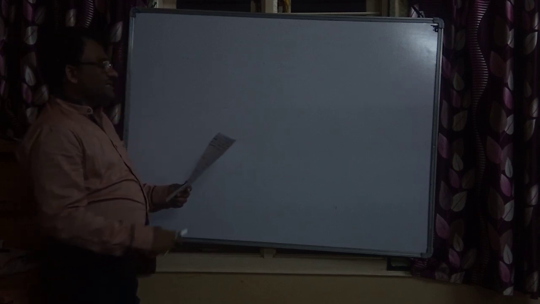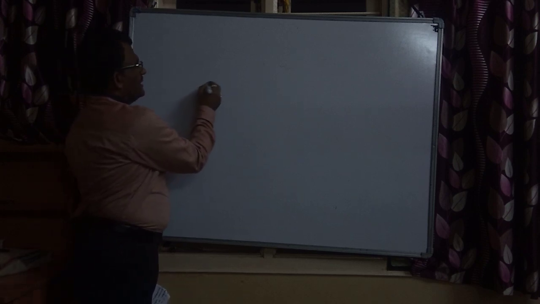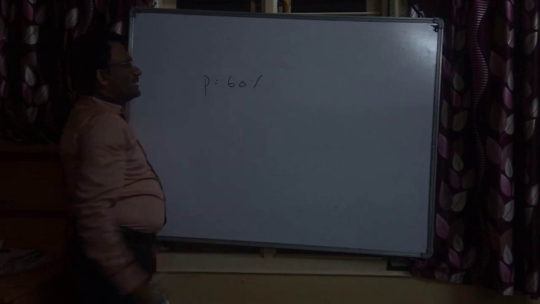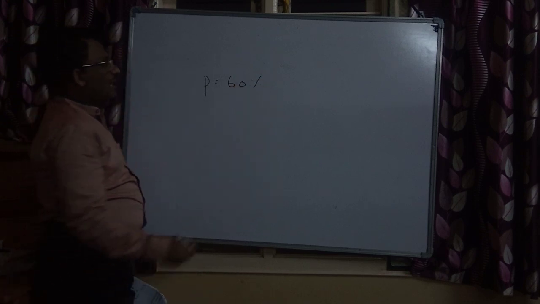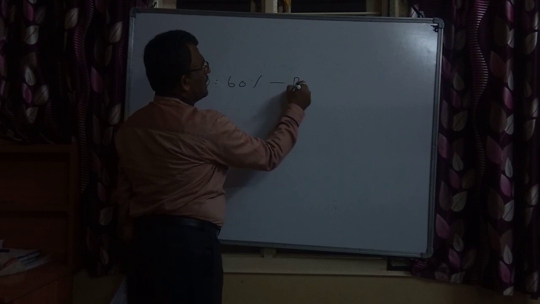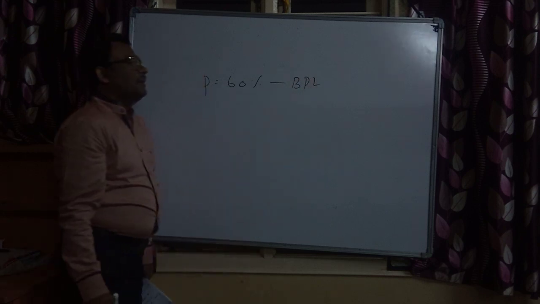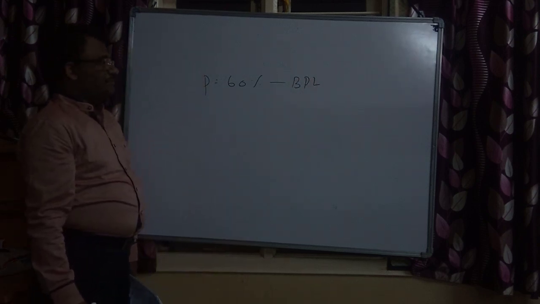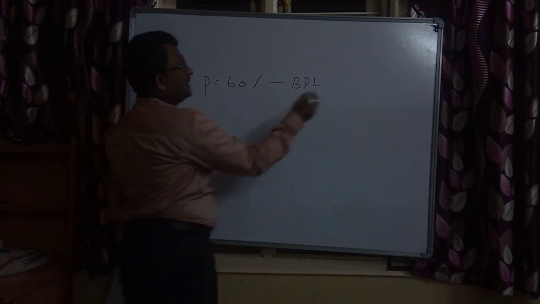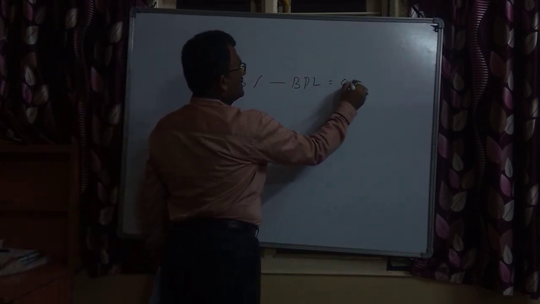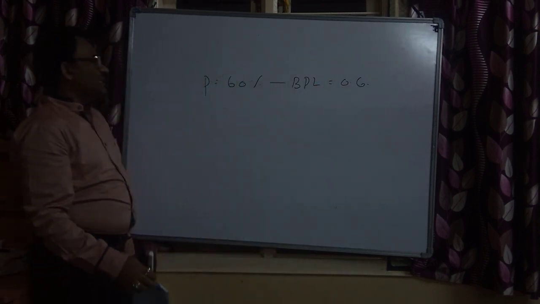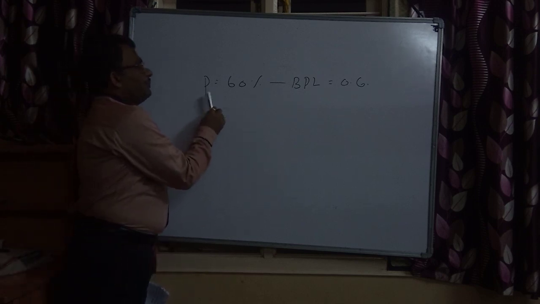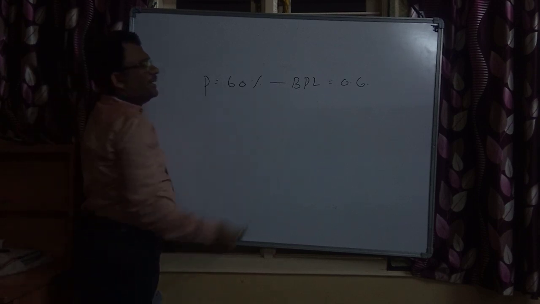They say that in a city, 60% of the people are BPL card holders. A simple problem I have taken. I say P is equal to 60%. In a city, 60% of the people are BPL card holders. They are below poverty line. Now 60% is going to be 0.6.